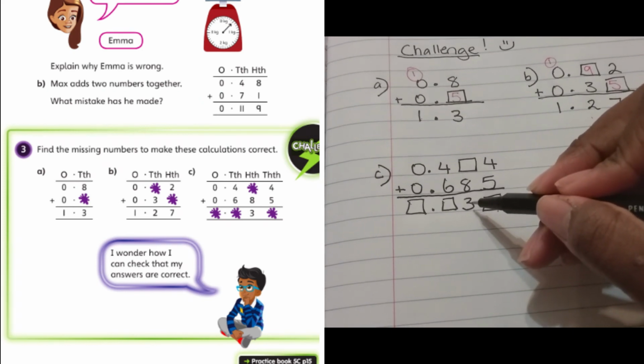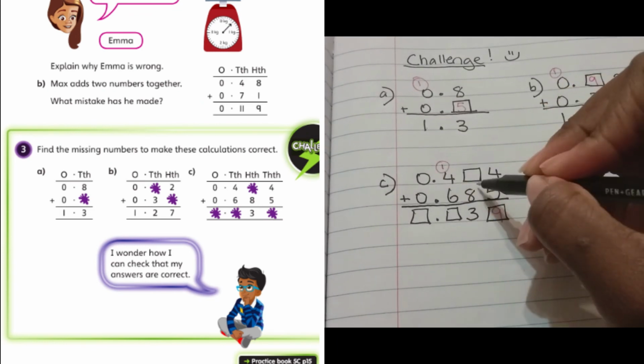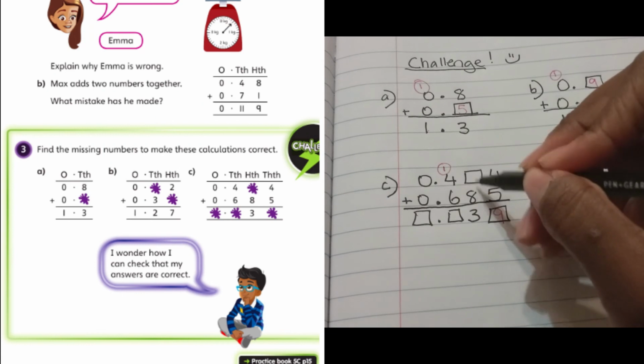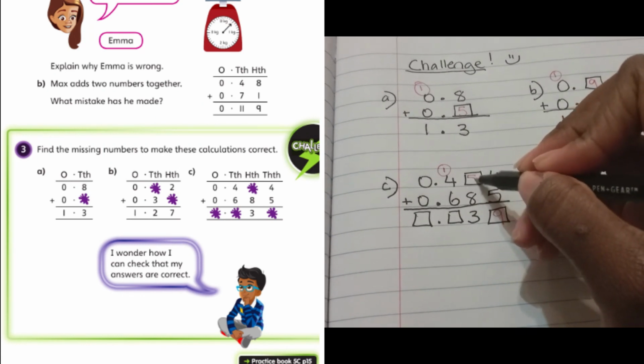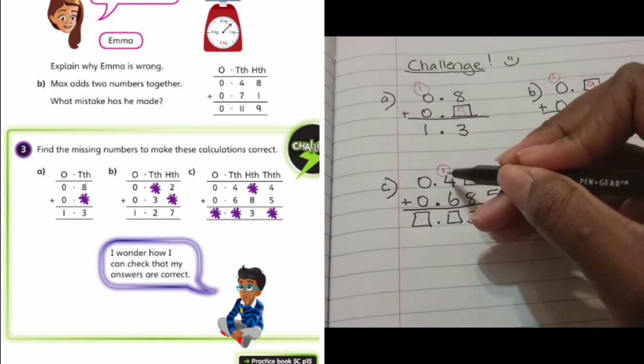So this 3 must have really been 13. So that means a 1 got carried over here. So what number plus 8 gives 13? 5. So 5 plus 8 gave 13. The 1 got carried over. I can't forget this 1.